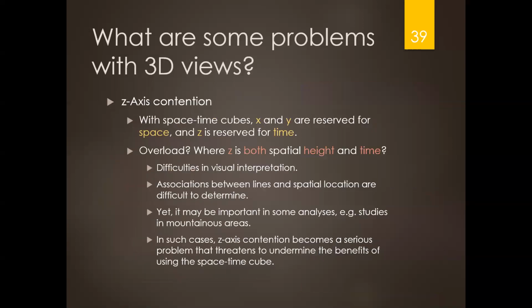And the next problem here is called z-axis contention. Because we're talking about a 3D environment, there is the third dimension or the third axis. Usually it's called z. And sometimes z is just too busy. When we have the third dimension, we usually get very greedy. We want to put a lot of other variables along this axis, but it's pretty hard to implement that.